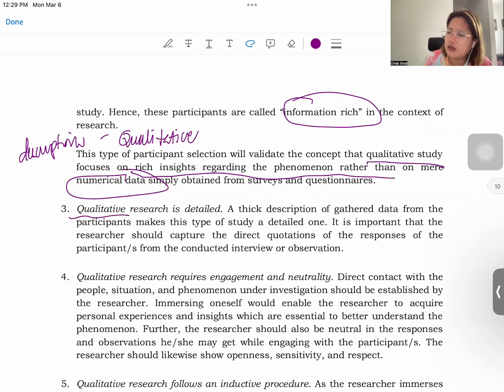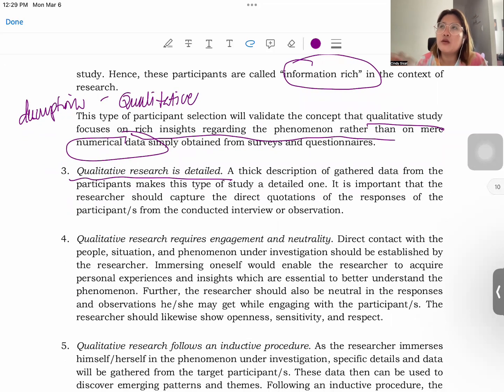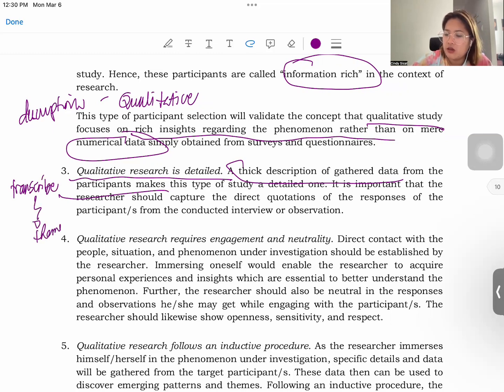Then next is qualitative research is detailed. So compared kay quantitative, ito nga masalita. So as I recall the process of writing a qualitative research, medyo matrabaho siya. Both are matrabaho. Kumbaga, quantitative has its own workload. Quali has also its own version of tasks. Okay? So it involves a thick description of gathered data from the participants, making this type of research a detailed one. So if you made an interview, you're gonna transcribe. Okay? And then, papunta ka sa formulation ng themes. So, you really look into the details of the answer.